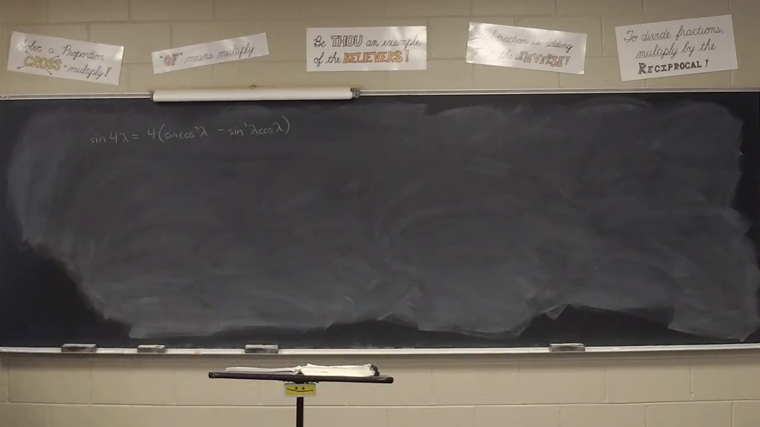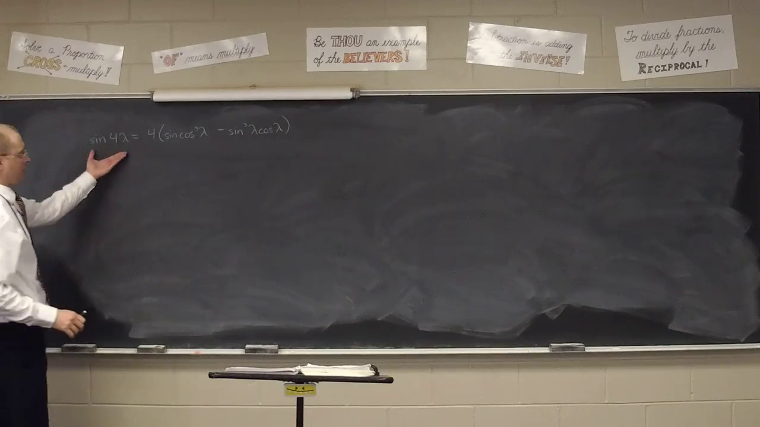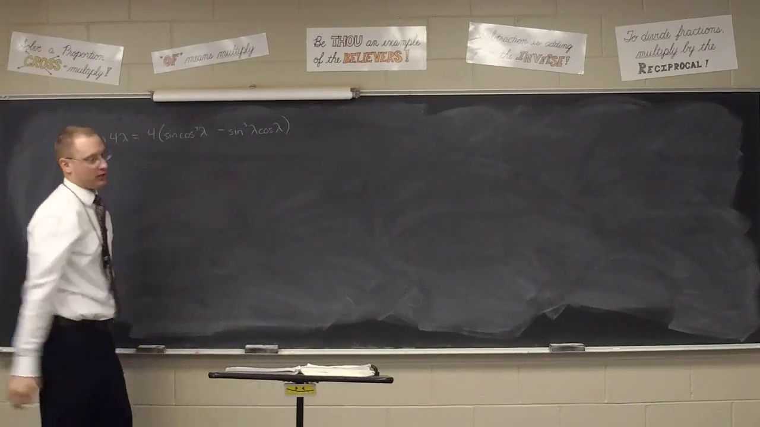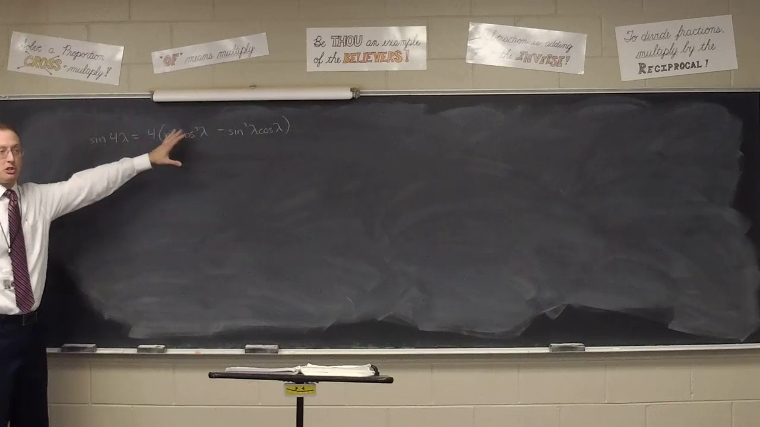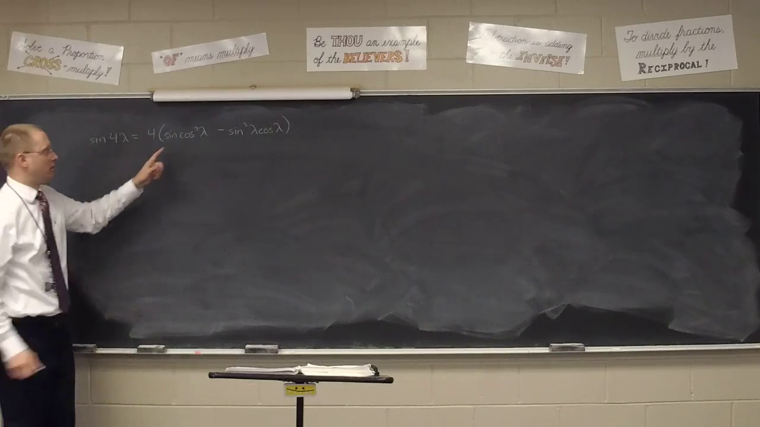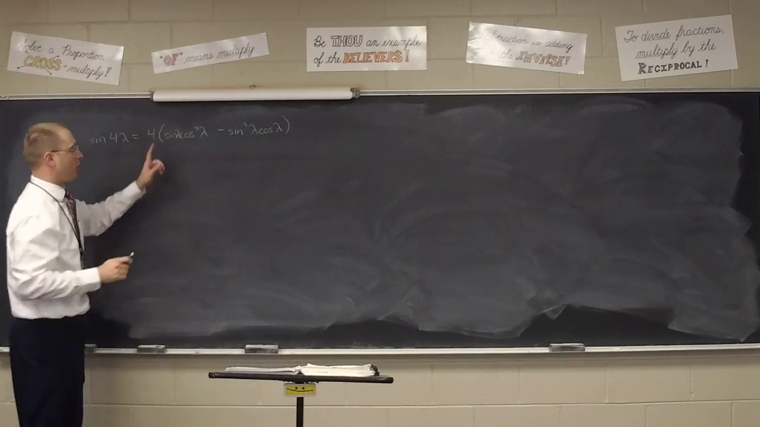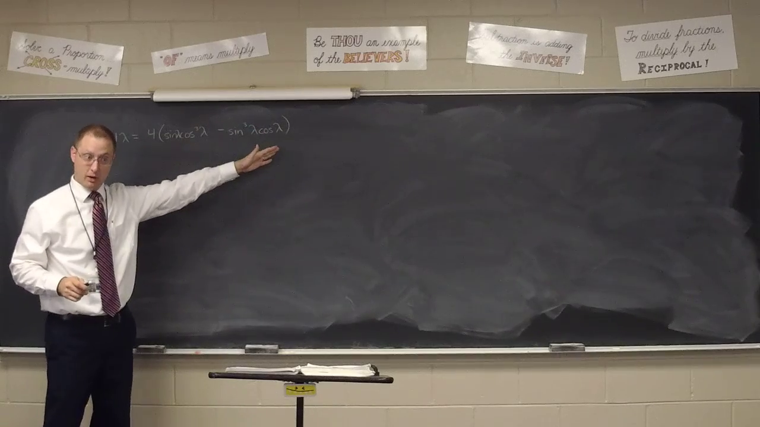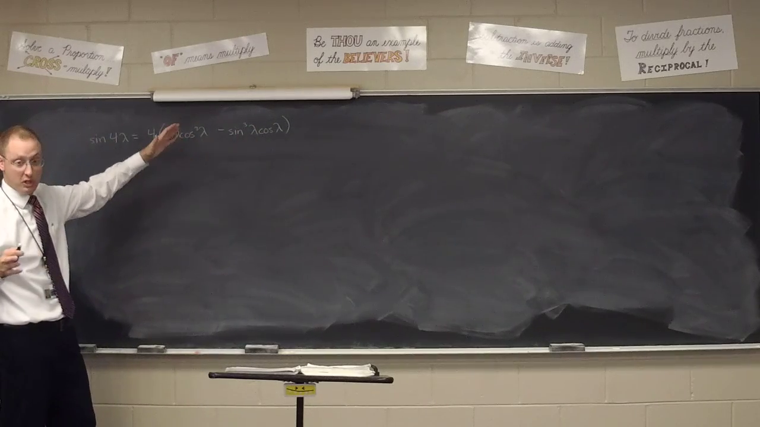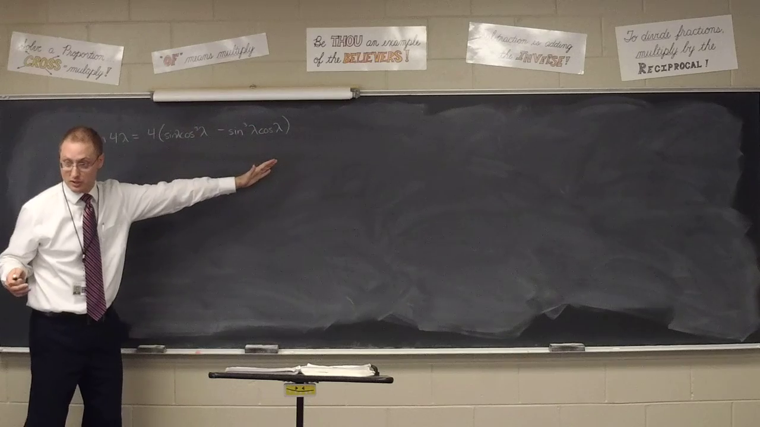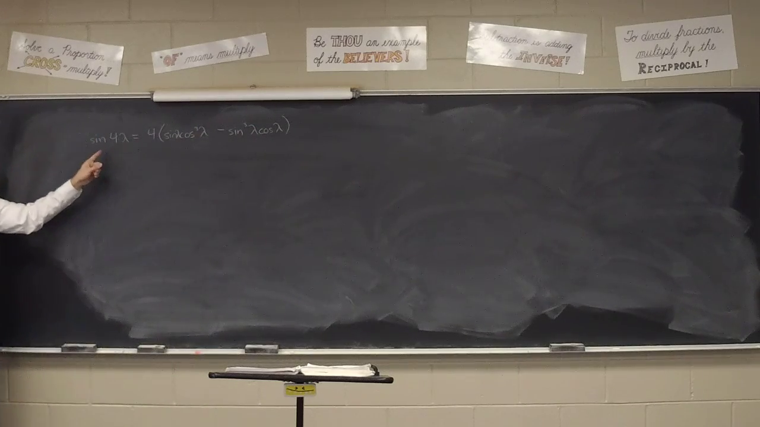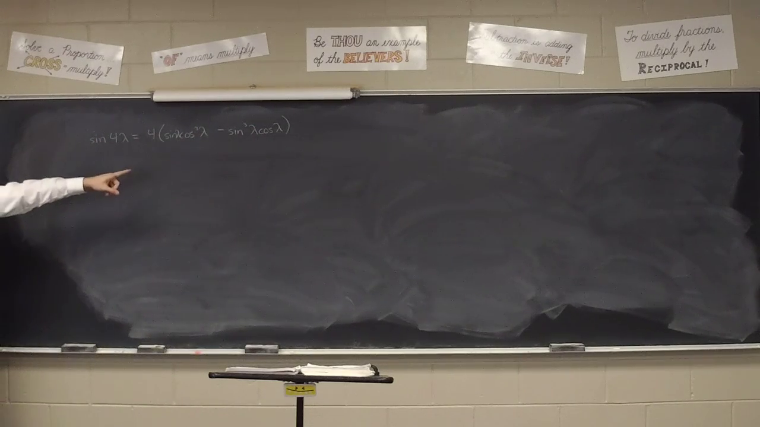Now, if I were to ask a first grader which side of the equal sign looks more complicated, they would say that side. But to the trained eye, you notice that these are all plain old lambdas, aren't they? There's some sine lambdas and cosine lambdas and cubes and all that, but they're still all plain old lambdas. This is a 4 lambda. That's more complicated than regular lambdas. This is the more complicated side. So we're going to start with the sine 4 lambda.